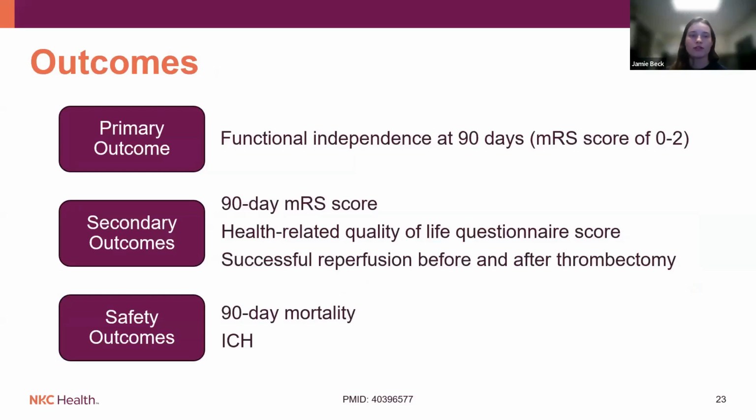Secondary outcomes included the 90-day modified Rankin scale score, health-related quality of life questionnaire scores, and successful reperfusion both before and after thrombectomy. And they defined successful reperfusion in this study as an expanded treatment in cerebral infarction, or the eTICI grade of 2B, 2C, or 3, meaning that they had demonstrated reperfusion of 50% or more of the affected territory. They had near complete reperfusion with a distal slow flow, or they had complete reperfusion.